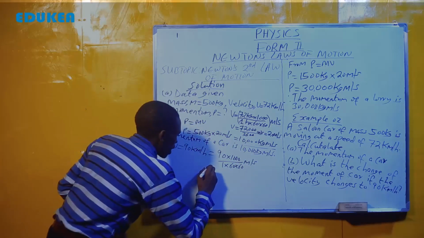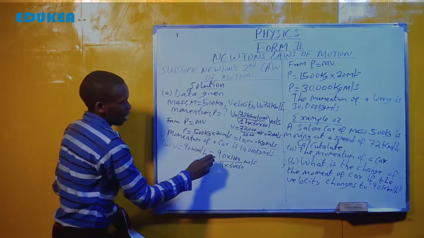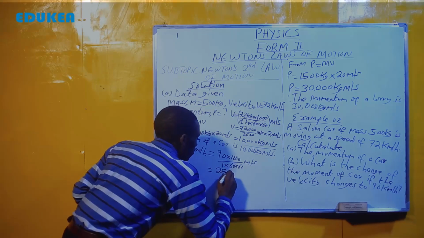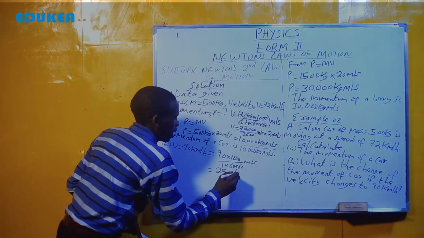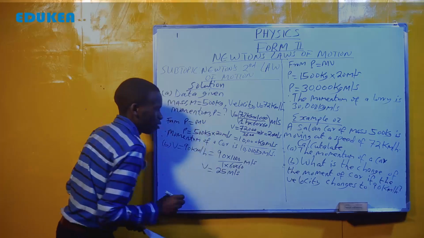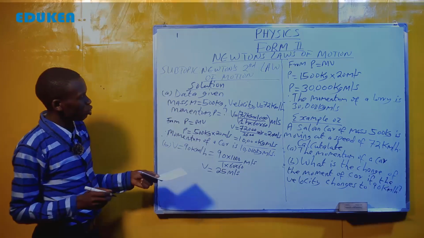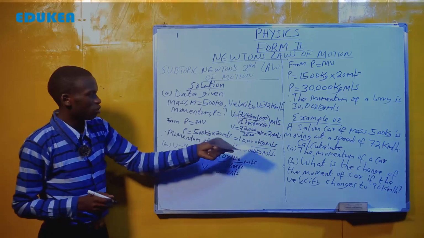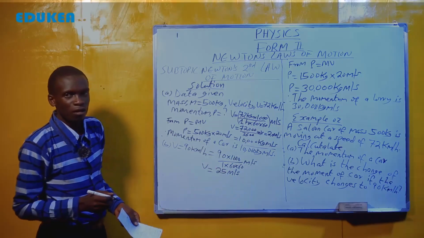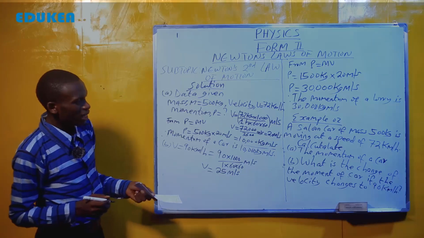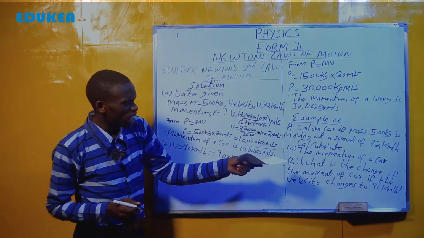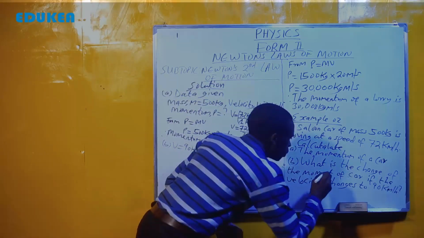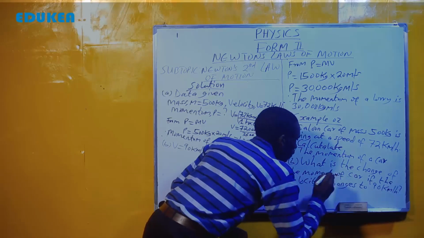By calculating here, we'll get 25 meter per second. This will be the velocity 2 of the lorry, from 20 to 25. After then, we are given what is the change of the momentum. What is the change of the momentum of a car?